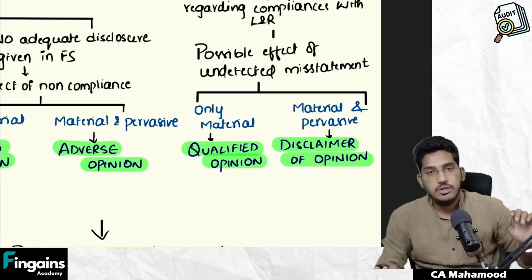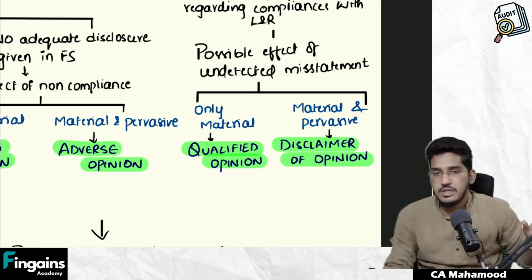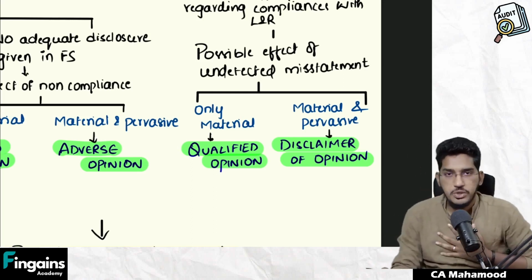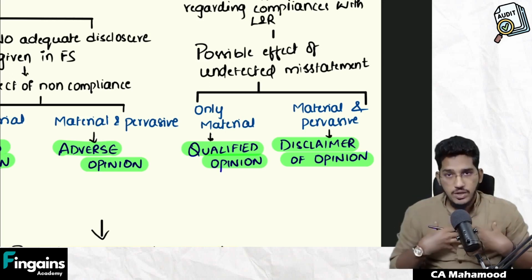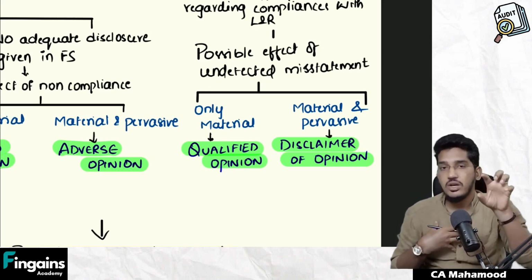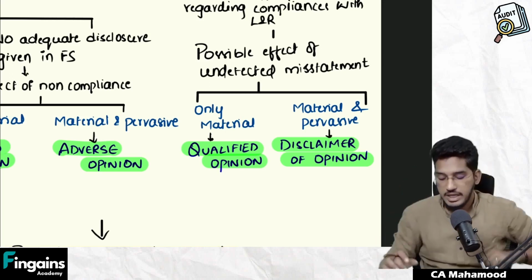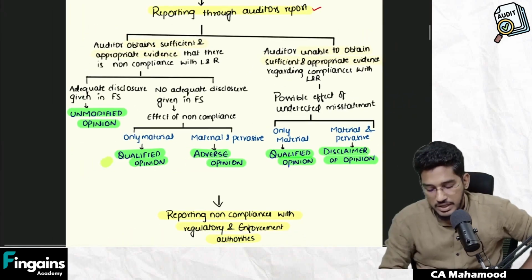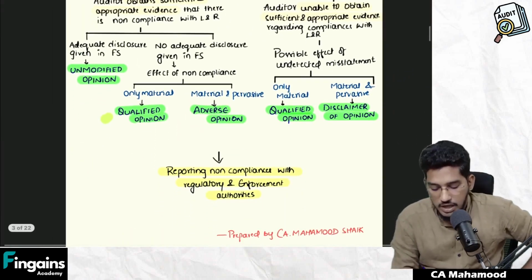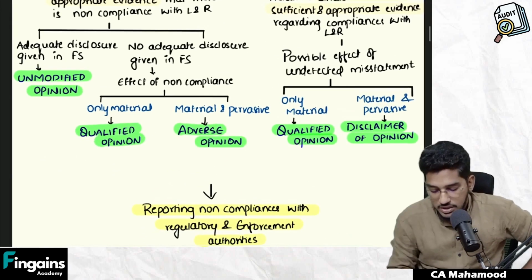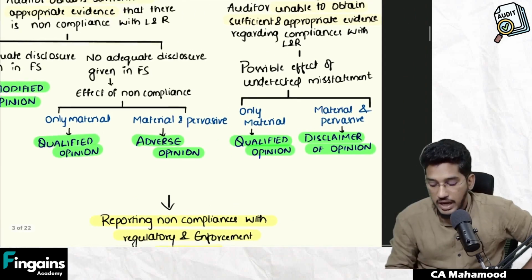So you have to check whether all the laws and regulations are complied with. If all laws and regulations are complied with, well and good, no issue at all. In case you have obtained audit evidence that some laws and regulations are not complied with, then we need to check whether adequate disclosure is given or not. If adequate disclosure is given, you can give unmodified. If adequate disclosure is not given, then you have to decide on a modified opinion, and which kind of modification. If you have evidence, either qualified or adverse.